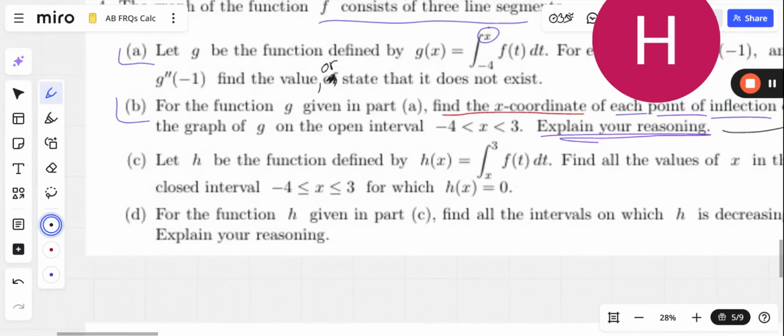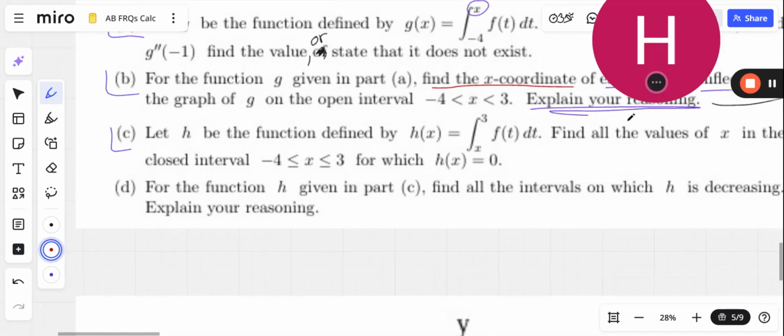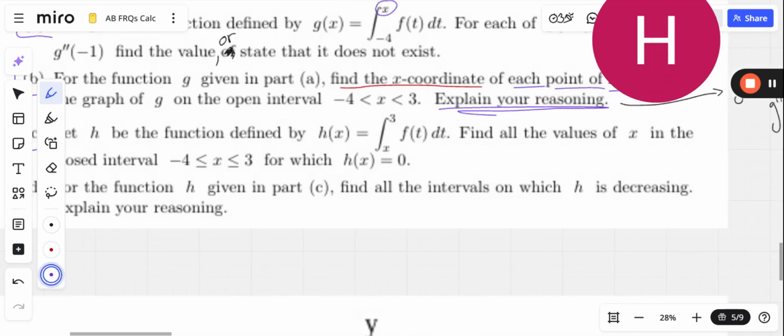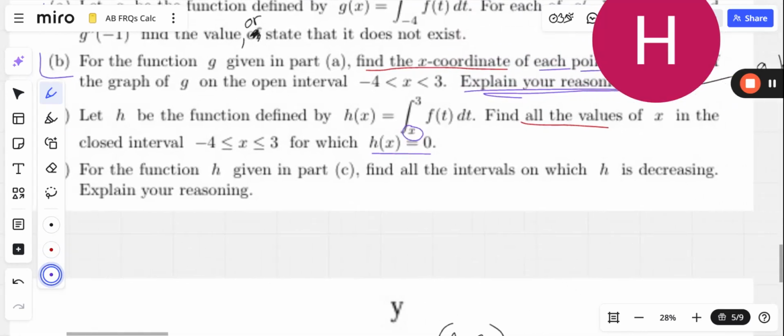Okay. Part C. Let h be the function defined by the integral from x to 3. A little bit different now when we take the derivative. Find all values of x in the closed interval such that h of x equals 0.